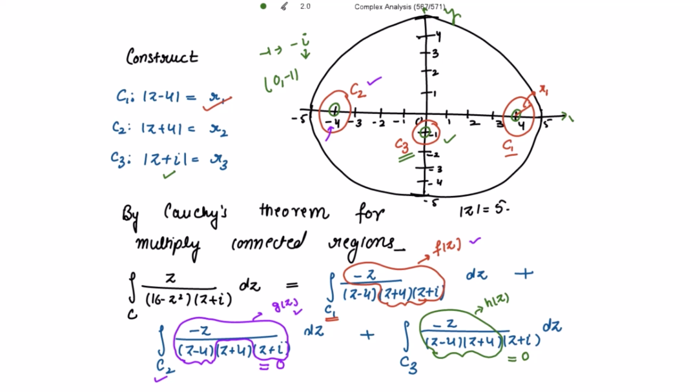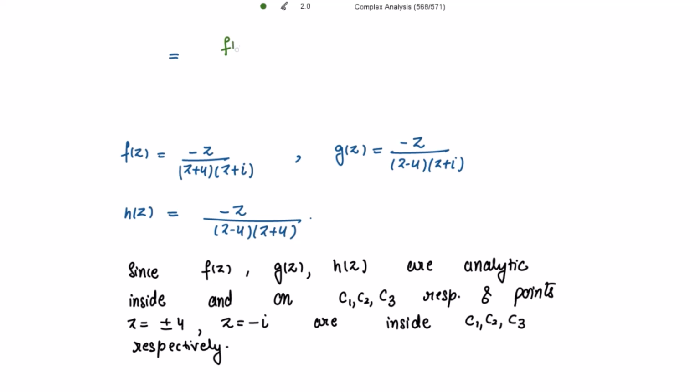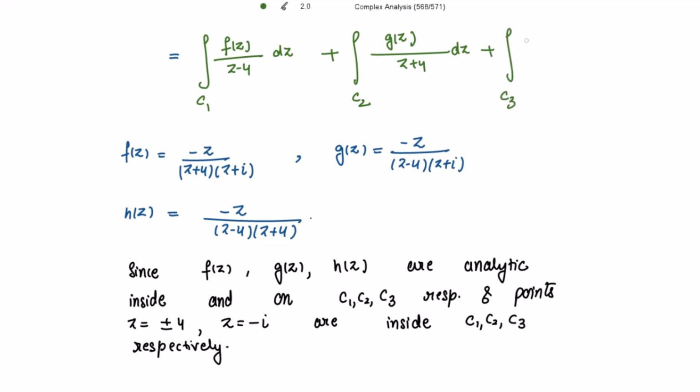So let's write this. It is the integral over C1 of f(z) divided by z minus 4 dz, plus the integral over circle C2 having the function g(z) divided by z plus 4 dz, plus the third integral having the numerator h(z) and having the denominator z plus iota dz. Is it okay? Fine. Where f(z), g(z), h(z) I have written over here.